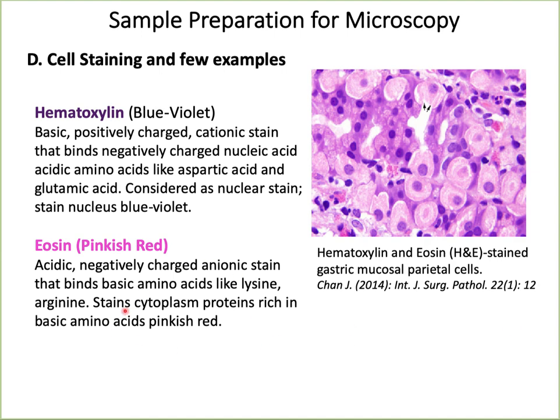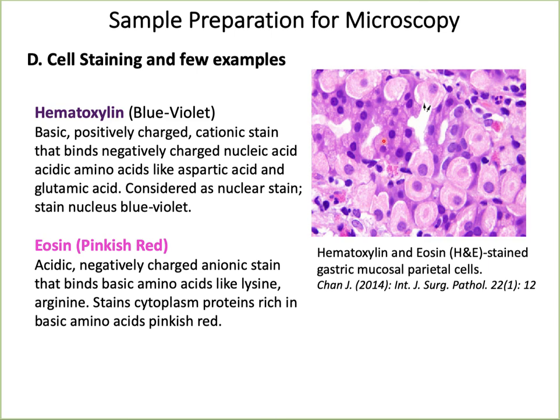Another stain is eosin. It is an acid which binds to basic macromolecules, and many cytoplasmic proteins are basic, so it colors the cytoplasm pinkish red. As it is acidic, it binds basic amino acids like lysine and arginine, very common amino acids present in many proteins. So it stains the cytoplasm pinkish red. These two stains are often used together and commonly known as H&E stain. And here we see an example of a stained section of a gastric mucosa.